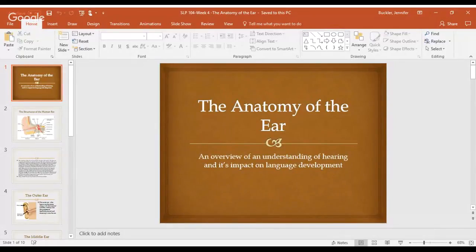Hi, and welcome to week 4, the anatomy of the ear. In this week, we're going to go through one of the other basics that we need to understand about hearing and its impact on speech and language development.